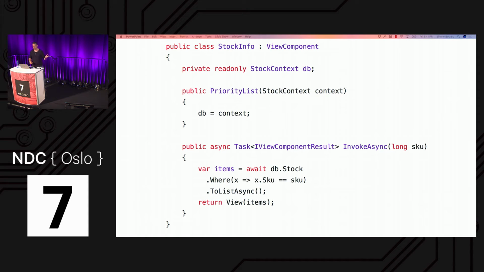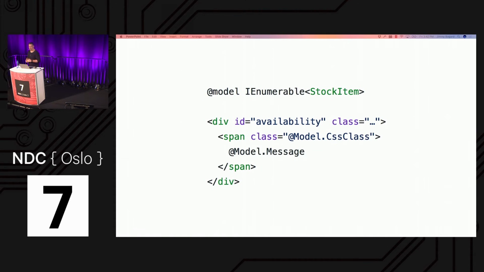So in this case, I'm going to go to the DB context, get a list of the stock items that match that individual SKU, and then finally display that view on the last line there. And on the view side, I'm only trying to show that one individual widget on the screen. So the HTML here is just that one single widget.